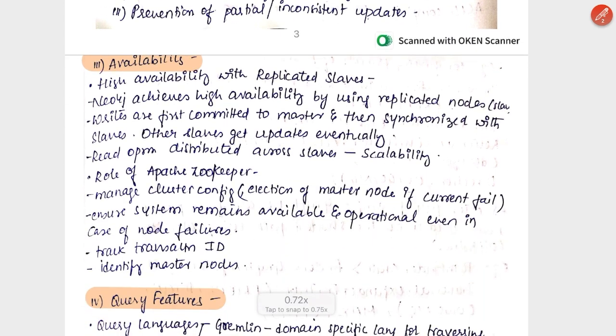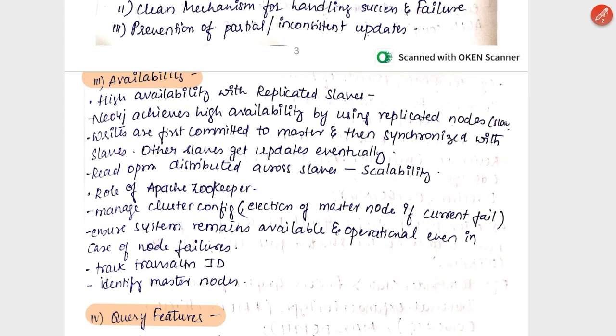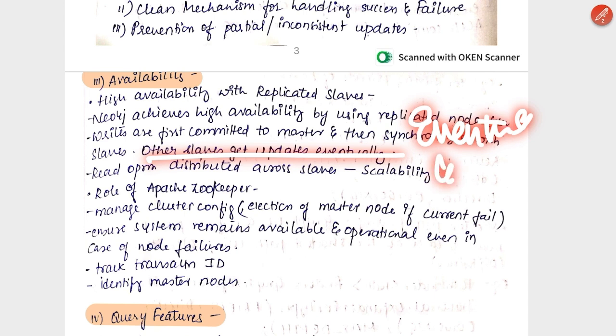Next we have availability. Availability is a very small and simple topic. The first topic is high availability with replicated slaves. Neo4j achieves high availability by using replicated nodes, which are slave nodes. Committed write operations are performed first on the master, and then they are synchronized with the slaves. The other slaves will get the update eventually, so eventual consistency is being spoken of here.